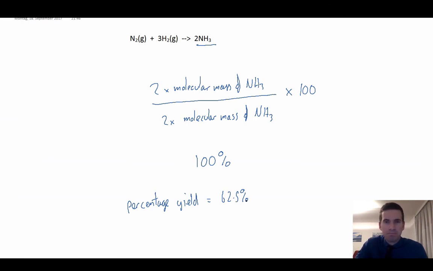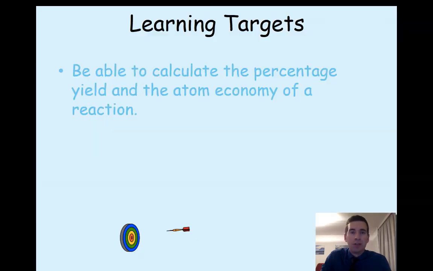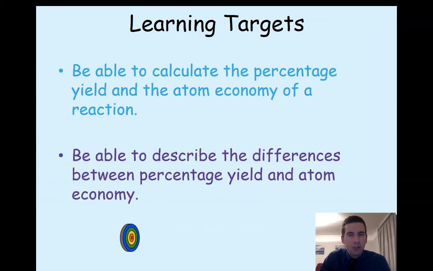Lots of people don't get this. Hopefully, you now will. So hopefully, you can now write the equations for both percentage yield and atom economy and work them out in a question. And hopefully you'll be able to describe the differences between the two processes, because lots of people get confused and get them mixed up in the exam. Make sure that isn't you.